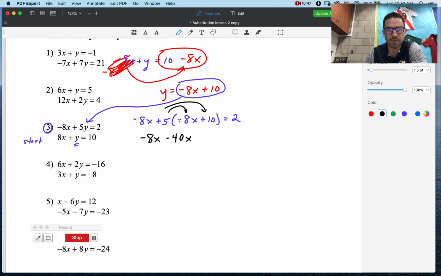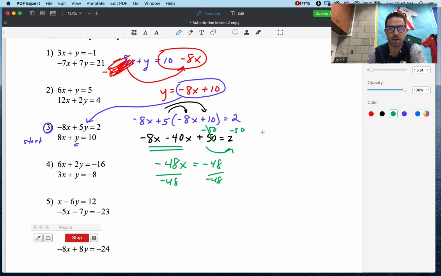Negative 40x. What do we get here? Plus 50 equals 2. All right, let's go ahead and combine like terms. That's negative 48x. Let's shoot this guy over there by subtracting 50. And we get equals negative 48. Divide negative 48, divide negative 48, and x equals 1.